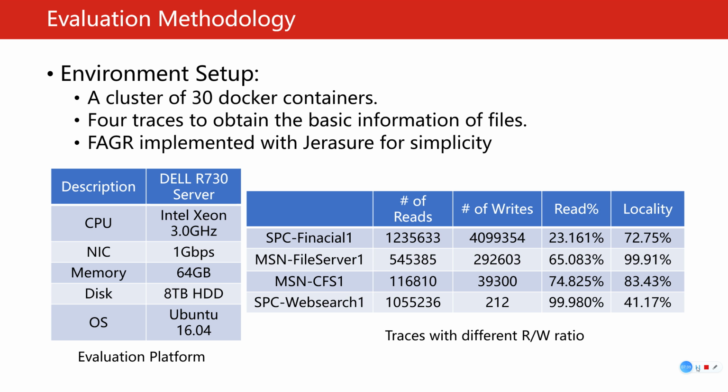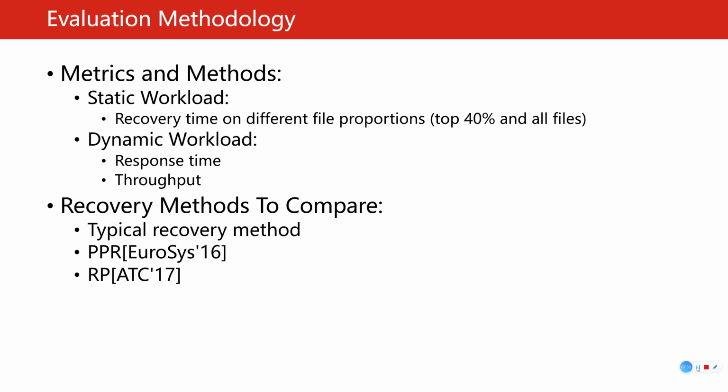To demonstrate the effectiveness of FAGR, we set up a cluster of 30 Docker containers. We use 4 traces to obtain the basic information of files and implement FAGR with Erasure library for simplicity. The evaluation platform and trace information are shown in the table. We use several metrics and methods to evaluate our scheme. In static workload evaluation, we use recovery time on different file proportions as metrics, while in dynamic workload evaluation, we use response time and throughput as metrics. And the recovery methods for comparison are the typical recovery methods PBR and RP.